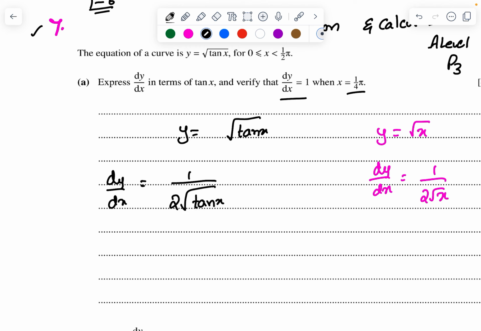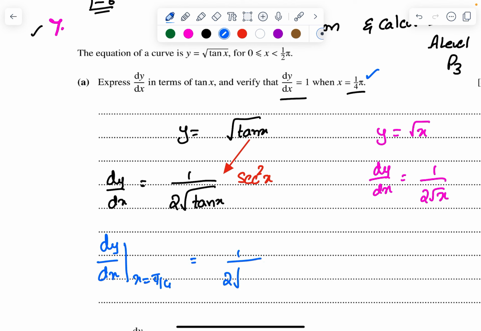So over here dy by dx should be equal to 1 upon 2 square root of tan x, but we have to use the chain rule. What is the tan x derivative? Secant square x. This is going to be the dy by dx. Now I am going to plug in x equals pi upon 4. So dy by dx at x equals pi by 4 becomes 1 upon 2 square root of tan pi by 4 times secant square pi upon 4.